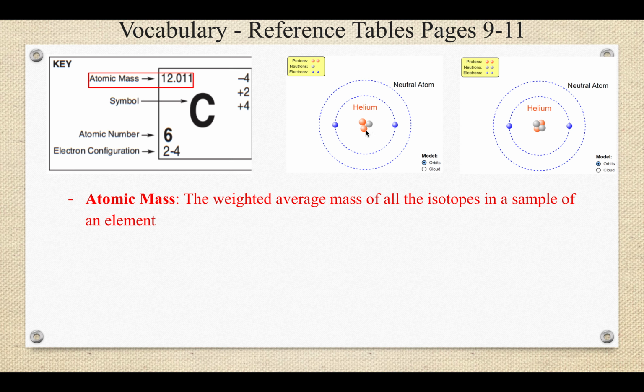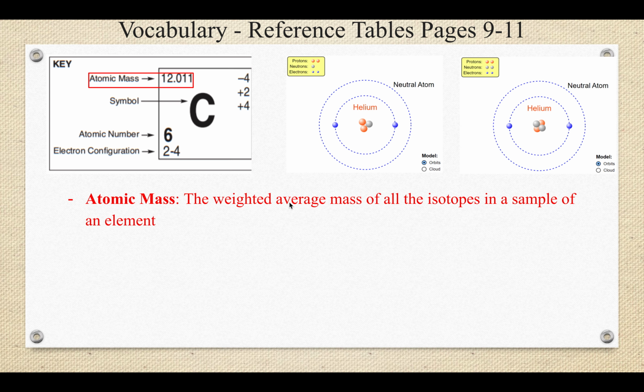So here's a helium atom, 2 protons, everyone sees that. So its atomic number is 2. But this helium atom has only 1 neutron. Whereas over here, this helium atom has 2 neutrons. So this helium isotope would have an atomic mass about 3, and this helium isotope would have an atomic mass about 4. And what we mean by weighted average is it's a mathematical concept.